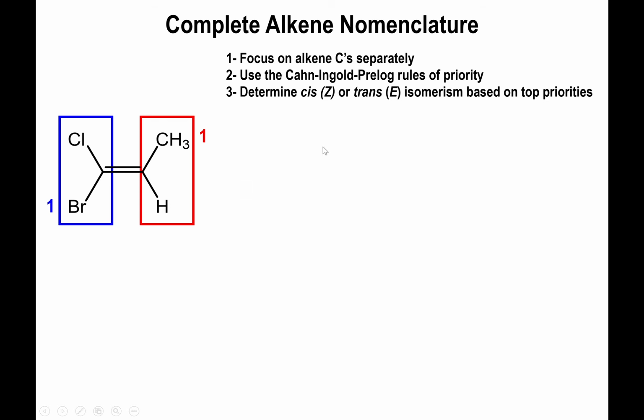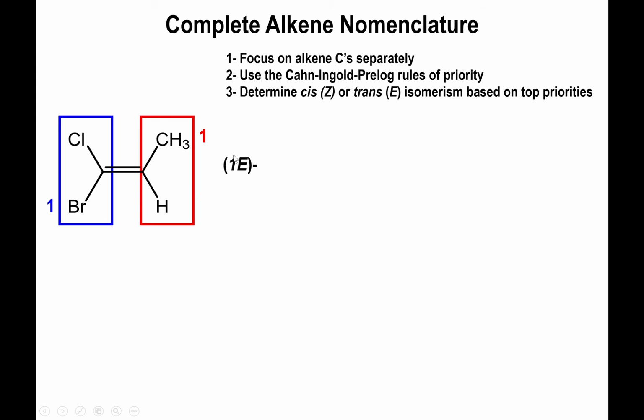But there's one addendum to this. Instead of calling the molecule cis, you're going to refer to it with a Z prefix. And instead of using the word trans, you're going to refer to the molecule with the letter E as a prefix. So in this case, since the bromo group and the methyl group, which are the highest priority groups on each side of the alkene, are opposite of each other, we're going to use the E prefix.